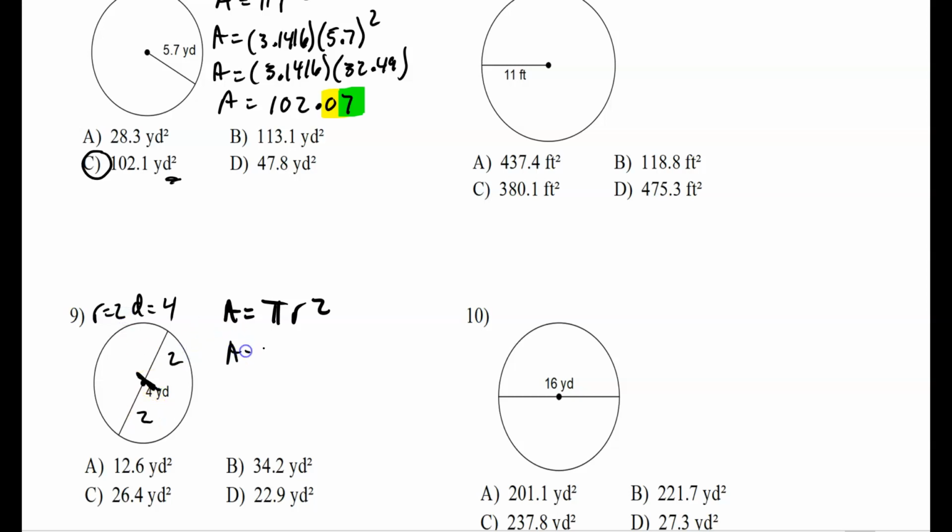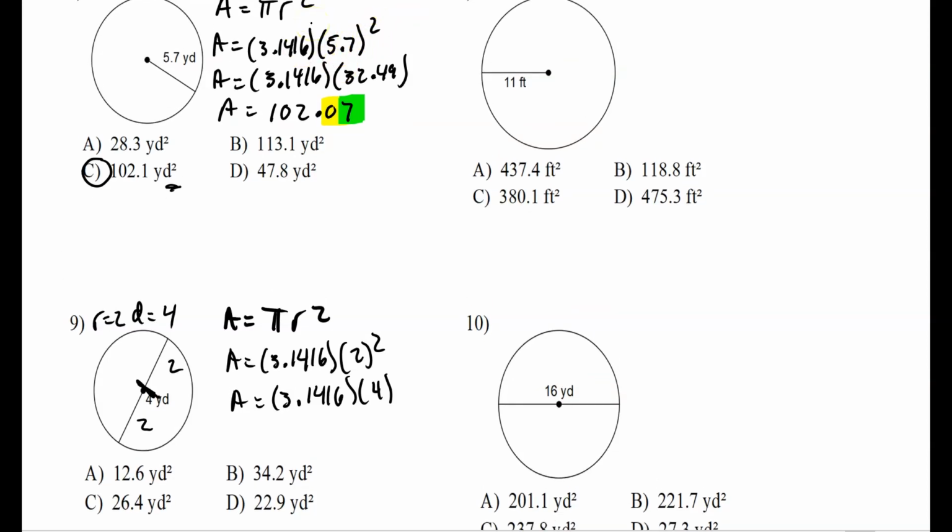So area is equal to 3.1416 times 2 squared. So area is equal to 3.1416 times 4, because that is 2 times itself, which happens to be just 2 times 2. But again, don't think like here, we didn't do 5.7 times 2, we did 5.7 times itself. So area in this case, 3.1416 times 4 gives you 12.5664. 5 is in the 10th spot, 6 is in the 100th spot. It tells us to round up, so 12.6 yards squared.